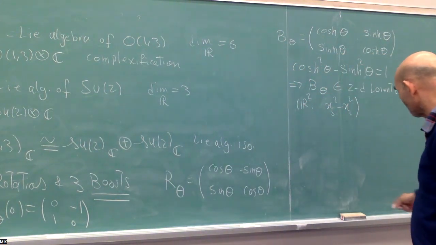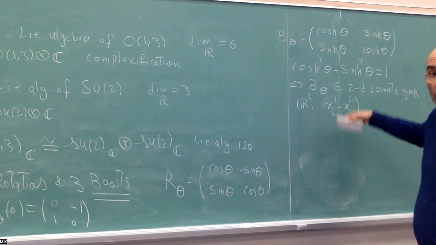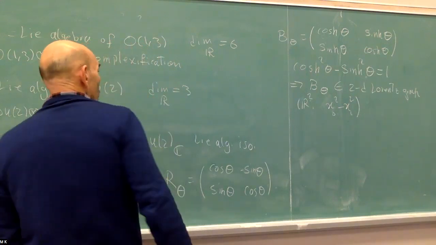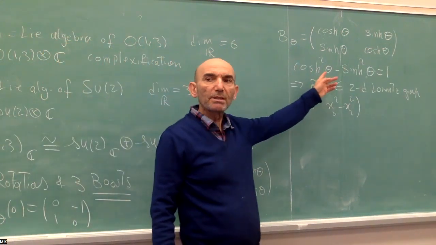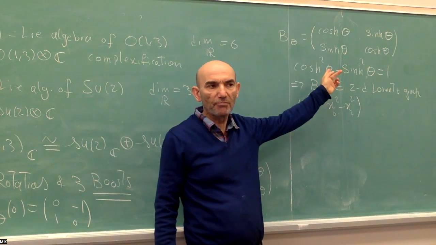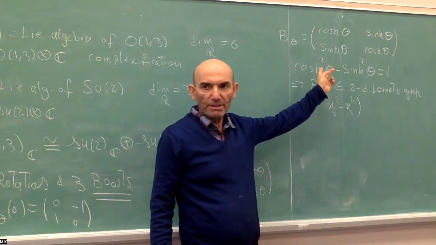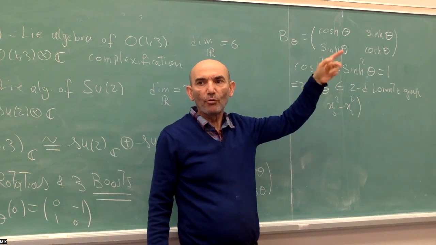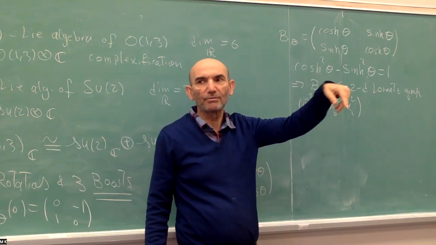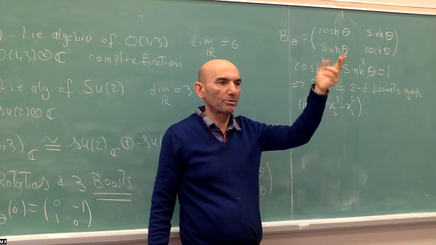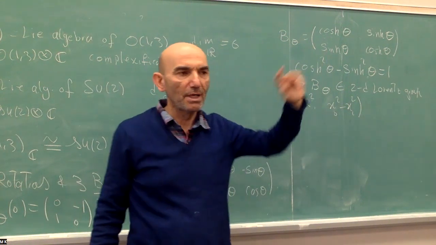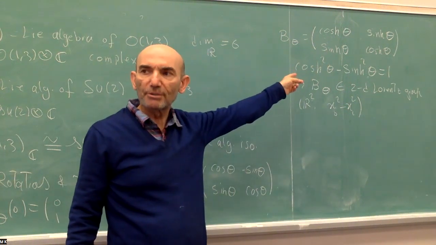Okay, so these are the boosts. So you have seen this formula, if you have taken special relativity, not in terms of cosh and sinh, but in terms of v over square root of 1 minus v squared and 1 over square root of 1 minus v squared. The formulas that are due to Lorentz, Lorentz contraction and time dilation. It's exactly that one, but in a different coordinate system.